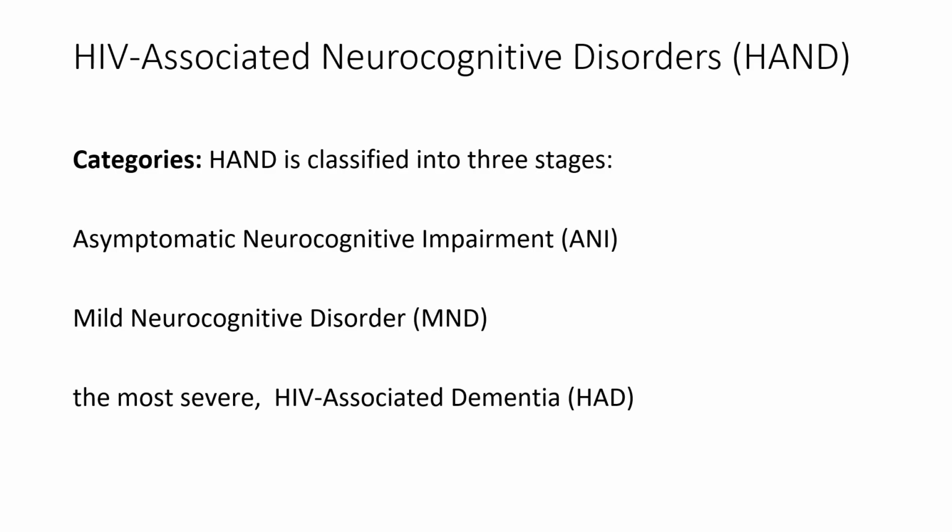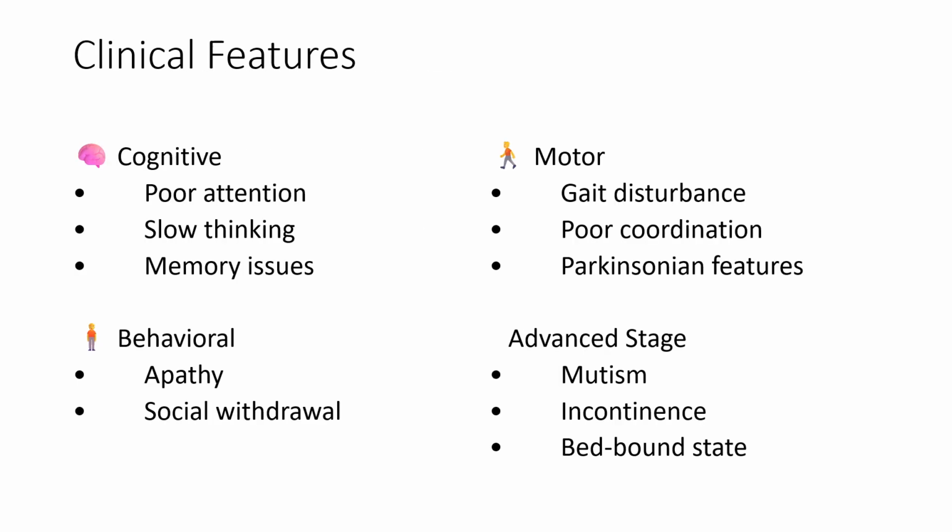HIV associated neurocognitive disorders. It has been classified into three stages, that is, asymptomatic neurocognitive impairment, mild neurocognitive disorder, and most severe HIV associated dementia. These disorders commonly have features like poor cognition, poor attention, slower thinking, memory issues, behavioral features, apathy, social withdrawal, motor disturbance, gait disturbance, poor coordination, Parkinsonian features. Advanced stages of this will have mutism, incontinence, and bedbound state.